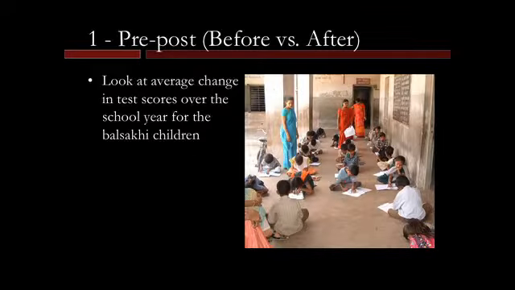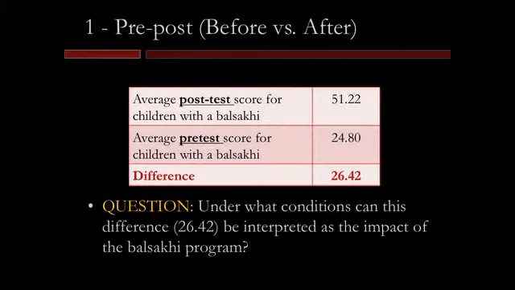Okay, so the first non-experimental approach is called pre-post, and this is actually very, very common. Often you have a baseline at the beginning of a program, you have an endline at the end, and you look at, say, in this case, test scores. Let's say at the beginning of the program, the average test score was around 25. Afterwards, say 6 months later, the score jumps up to 50. My question to you is, under what conditions could we interpret that 26.42 as the impact of the Balsaki program?